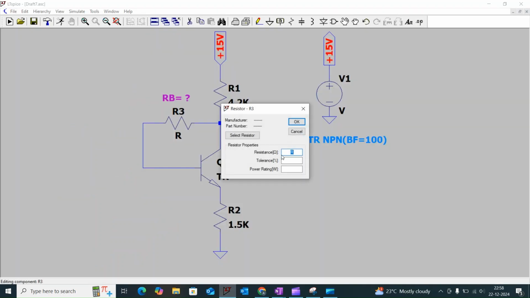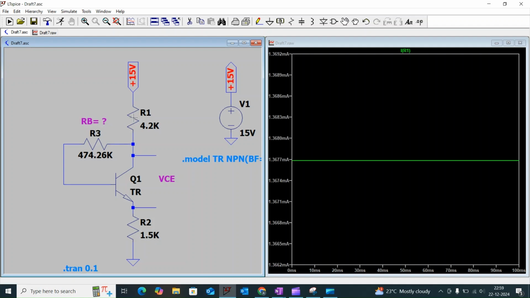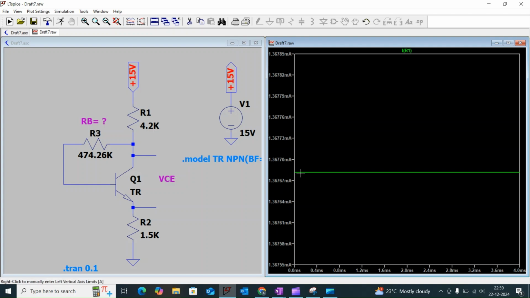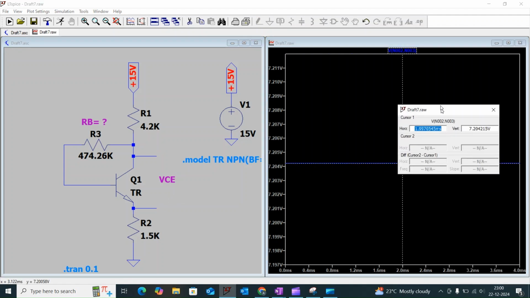So here I'm going to put the value of 474.26 kilo ohm. Okay, let us run the simulation. If I verify the collector current, that will be 1.36 milliamps, and the voltage between the collector to emitter will be 7.2 volt.